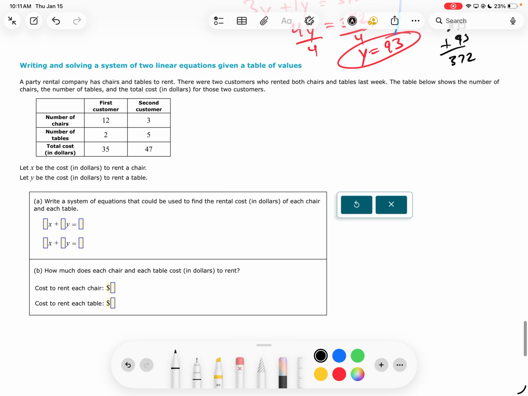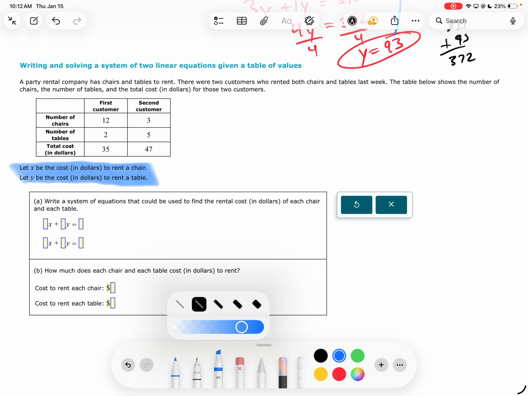On the other word problem, they give you a chart. So here, a party rental company has chairs and tables to rent. There were two customers who rented both chairs and tables last week. The table below shows the number of chairs, the number of tables, and the total cost for these 2 customers, okay? So write the equation for those. Pay attention to this. That's a very large highlight. Pay attention to that because that tells you X is going to be chair and then Y is going to be tables, okay?